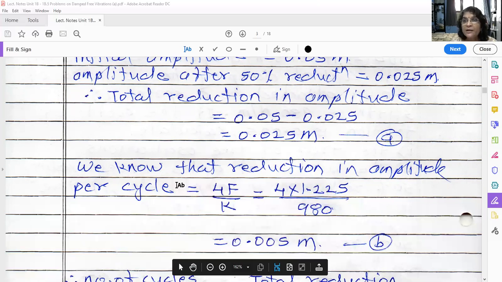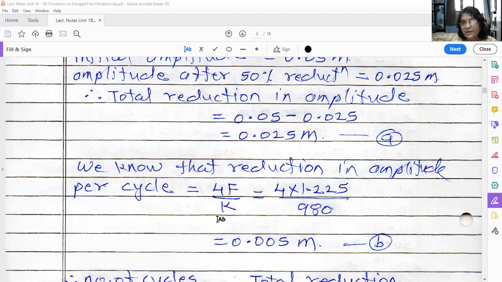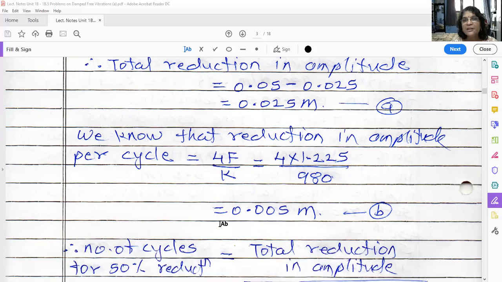Now we know the reduction in amplitude per cycle. In Coulomb damping, it is given by 4F upon K. It is constant in every cycle, that reduction. 4F upon K, where F is the frictional force, K is the spring stiffness. F we have already calculated as 1.225 and K is given 980. So we found the reduction in amplitude in one cycle, that is 0.005 meter.